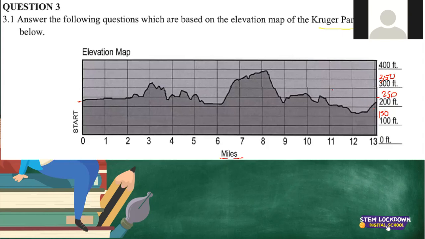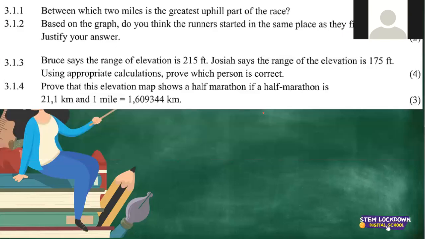Okay, you can see the highest peak is just below 400, maybe 390 approximately, right? You can see the lowest is just above 150, maybe it's 170, approximately. So first understand that before you answer your questions. So let's carry on. Okay, here are the questions.